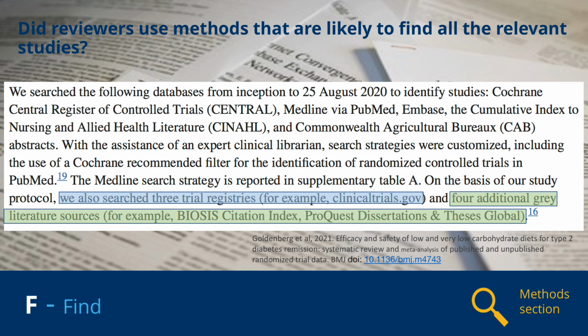Clinical trial registries, which are publicly available online registers of planned, ongoing, and completed clinical trials and some observational studies, are an important source of unpublished studies, and searching such registers is a key feature of a comprehensive review search.